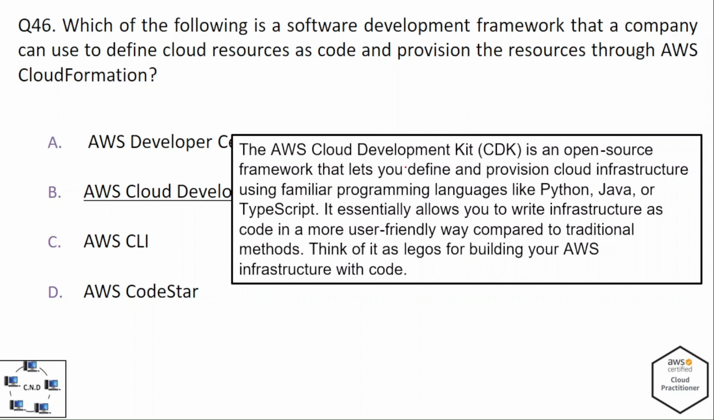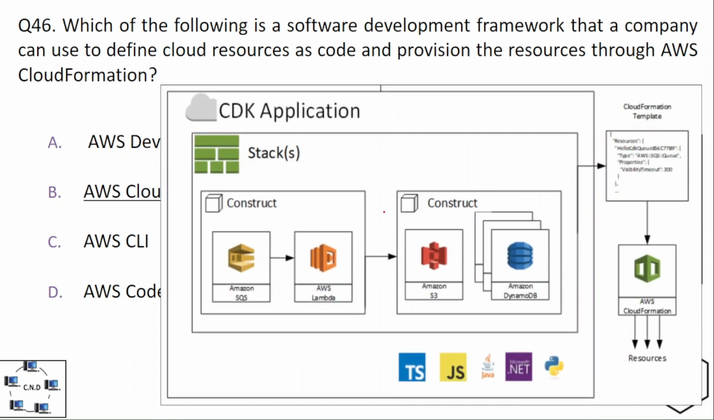The AWS Cloud Development Kit is an open source framework that lets you define and provision cloud infrastructure using familiar programming languages like Python, Java, or TypeScript. It essentially allows you to write infrastructure as code in a more user-friendly way compared to traditional methods. Think of it as Legos for building your AWS infrastructure with code. And this is the visual representation of the AWS Cloud Development Kit.